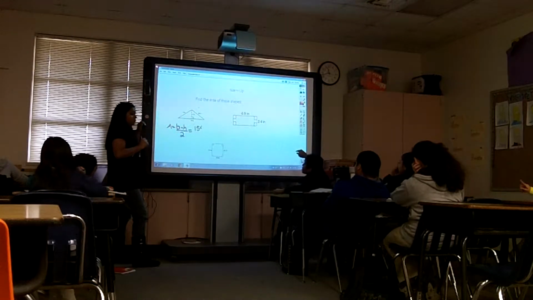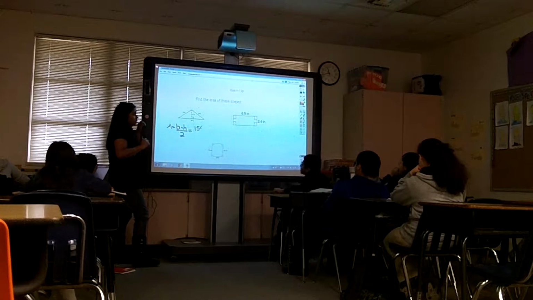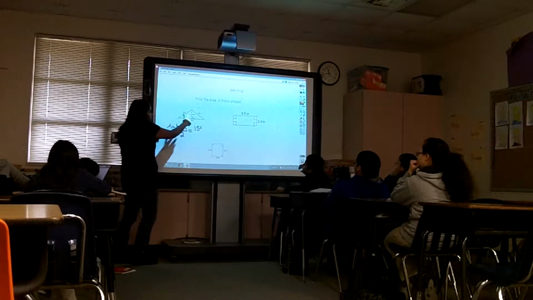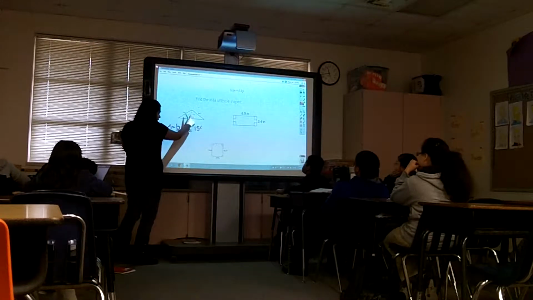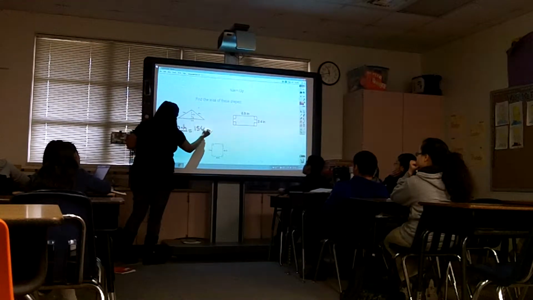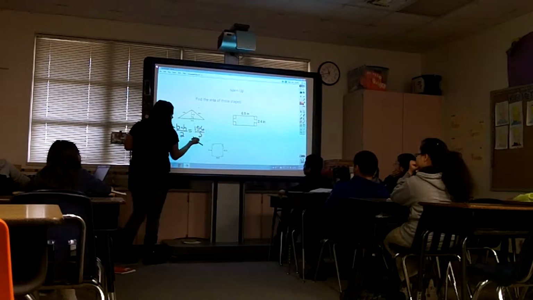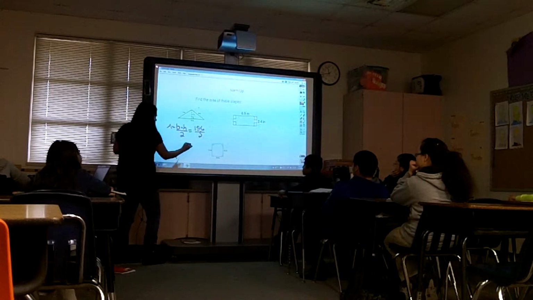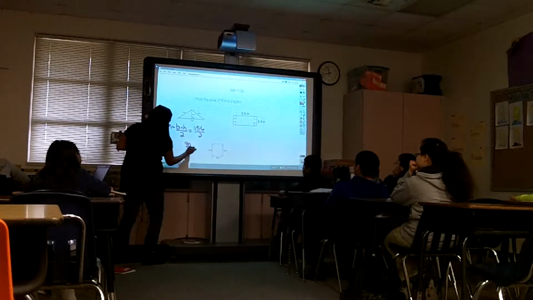Because there's a line right there, and it's got a right angle next to it. Remember I told you bases and heights have to be perpendicular. So since this is a right angle, that is the height. So I'm going to apply 15 times 6, and then we divide that by 2. 15 times 6 is 90. So this is 90 divided by 2.